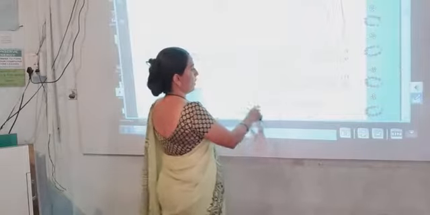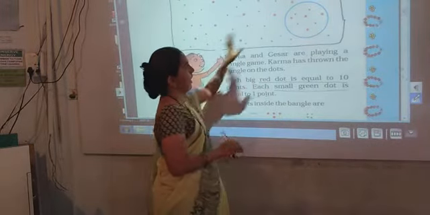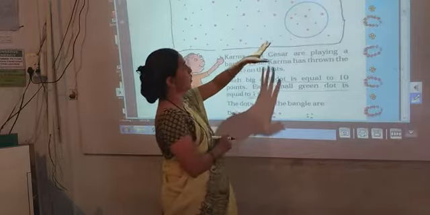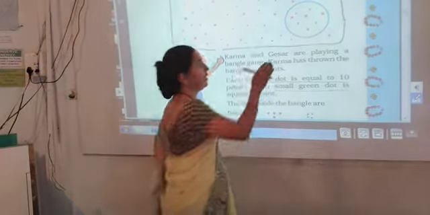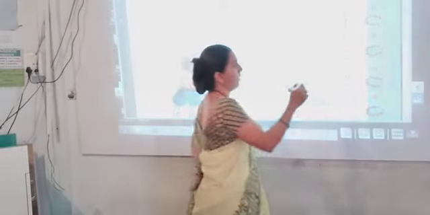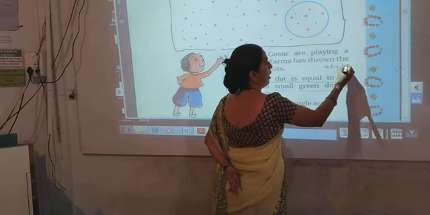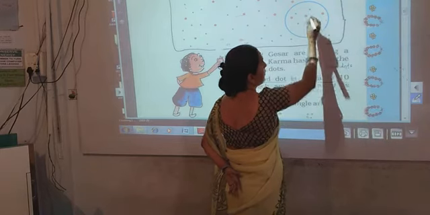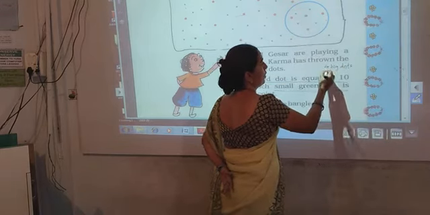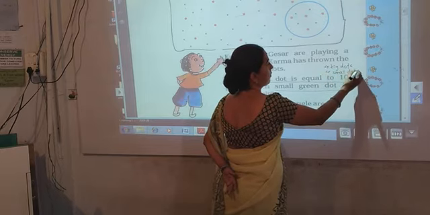So the dots inside the bangle, now one of them has thrown that bangle, and inside the bangle you can see how many big dots are there? 4 big dots. And how many small dots are there? 1, 2, 3, 4. 4 small dots are there.